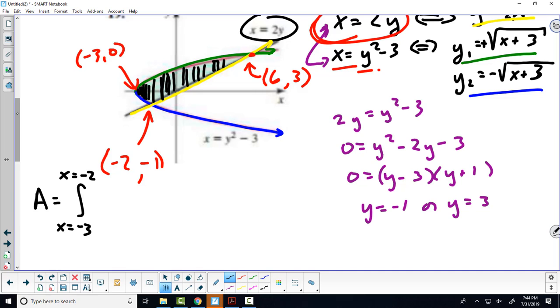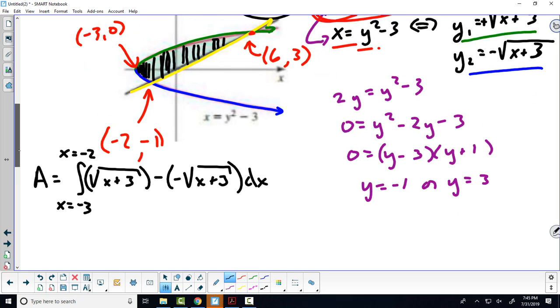So it's going to be green, which is the square root of x plus 3, minus blue, which is minus the square root of x plus 3. Do those cancel? Heck no. If you ever get 0 for one of these actual areas of a region, then you've made a mistake. Now, if you're doing a net definite integral, that can happen. Okay? All right, so that's this first part.